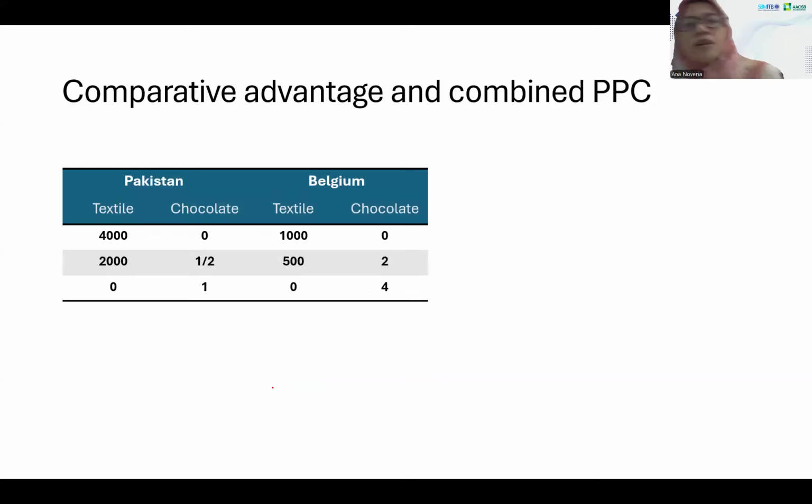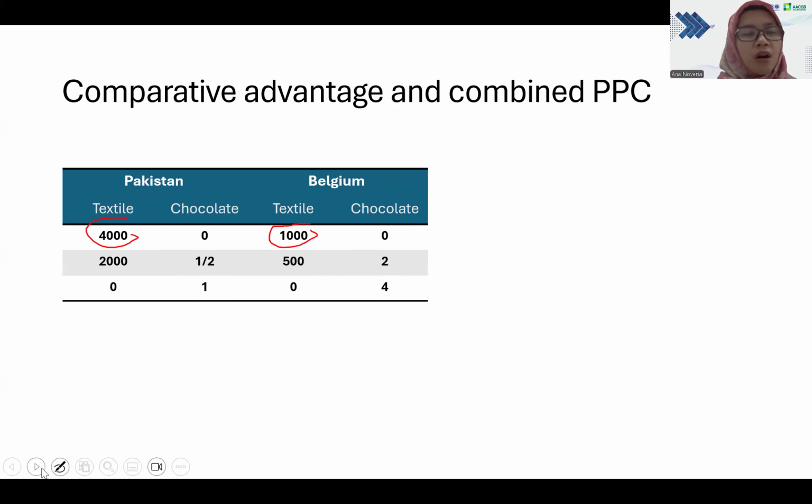Now, comparative advantage and combined PPC. Here I draw the lines, the PPC: textile 4,000, 0, and 2,000 with half a ton, this is tons of chocolate. And this is the other extreme for Pakistan. And this is for Belgium if they produce textile, here. But if they produce just chocolate, they can produce 4 tons.